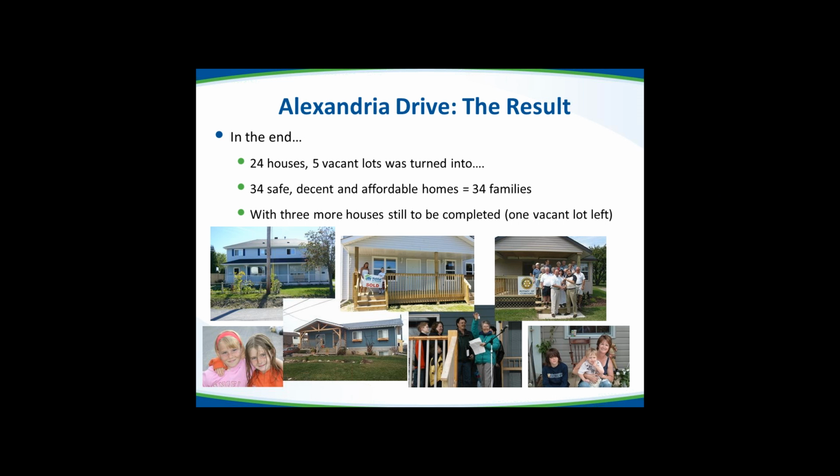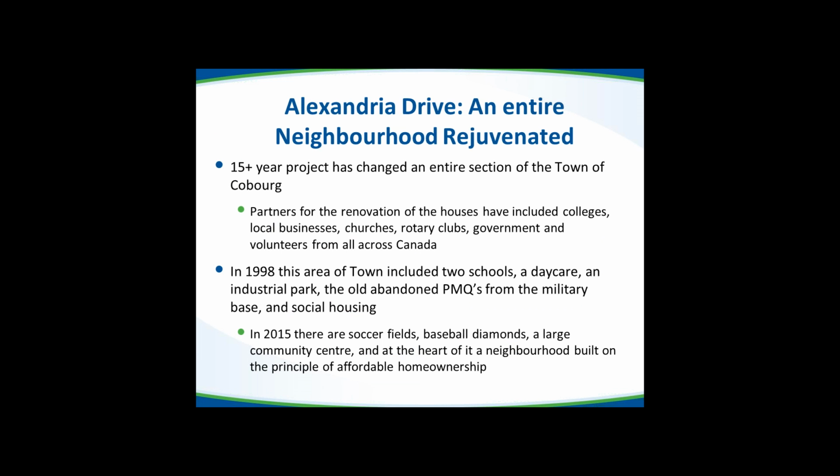So what are the results of this incredible project? You will get to see that original picture again in a second, but in the end, 24 houses and 5 vacant lots was turned into 34 safe, decent, and affordable homes, which means 34 families had an affordable roof over their head because of this project. That is also with 3 more houses still to be completed, because as I said, we still have 1 vacant lot that can actually accommodate a multi-unit triplex. So the ability to turn 24 houses and 5 vacant lots into 34, hopefully eventually 37 houses is the result of this project.